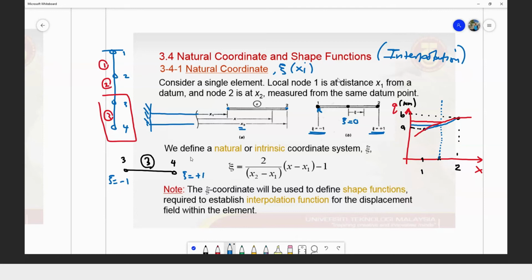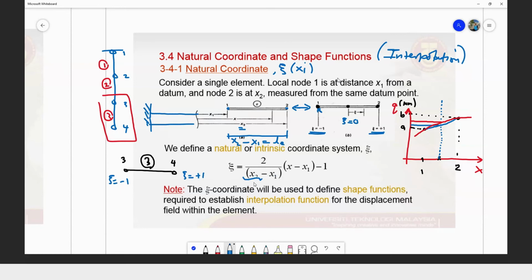Then from there we can write the natural or intrinsic coordinate system z, which is given, if we combine these two, then we can write the z, which can be represented by 2 over x2 minus x1, which is x2 kita minus dengan x1, which will give the length of this element. So x2 minus x1 is actually equal to the length of this element.